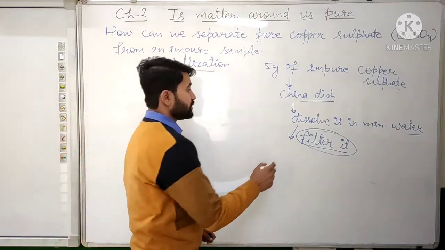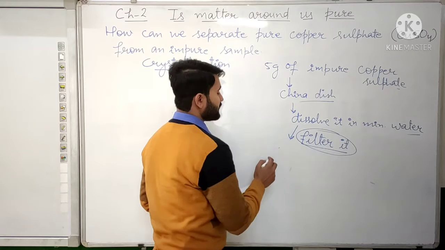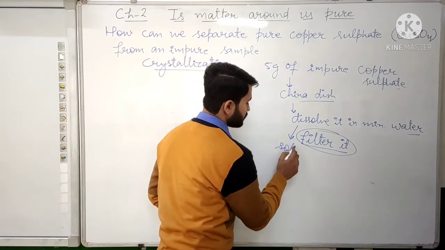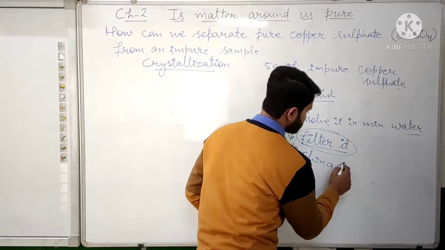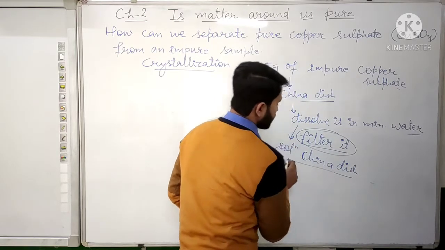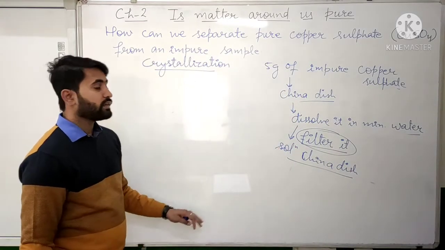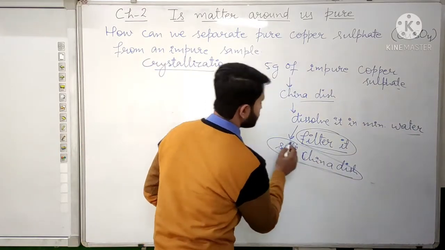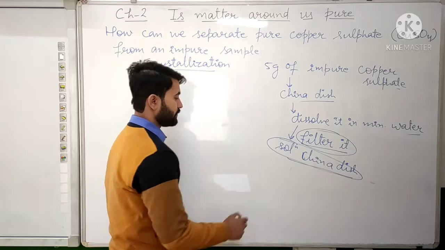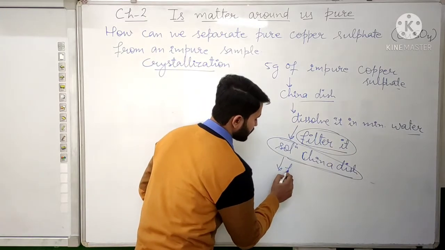Now the solution, what will we do? We will take it again on a china dish. Now what will we do? We will heat it. We will start heating this mixture of copper sulfate.